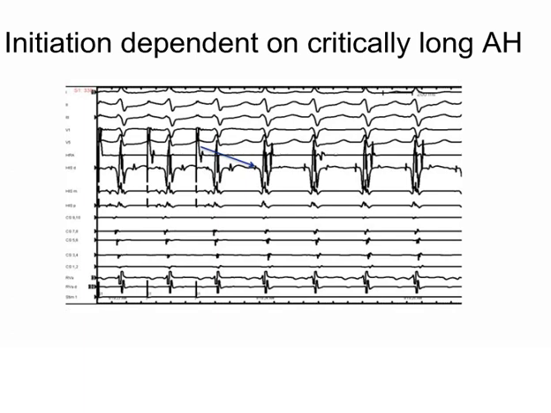Occasionally there's VA dissociation during AVNRT and you can't figure it out. You have to use this finding where you see that it always initiates with a critically long AH and terminates with a short one. So those are the two findings that sometimes you rely on to sort out difficult cases.